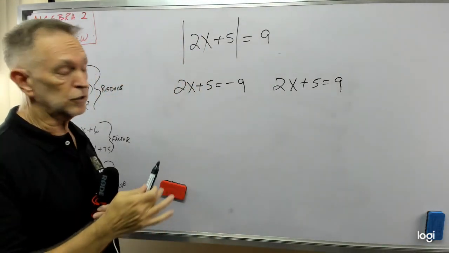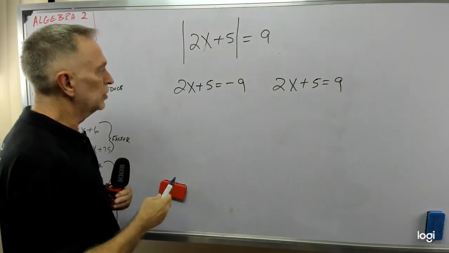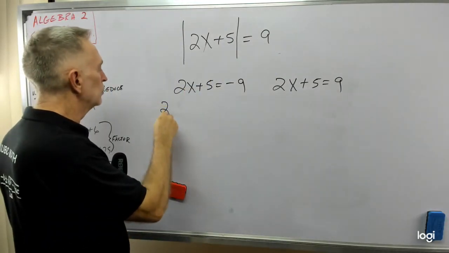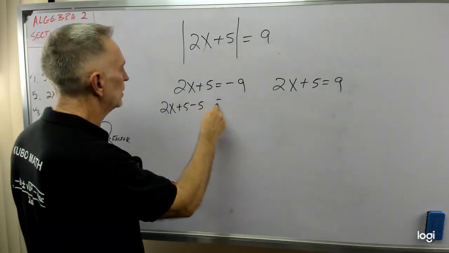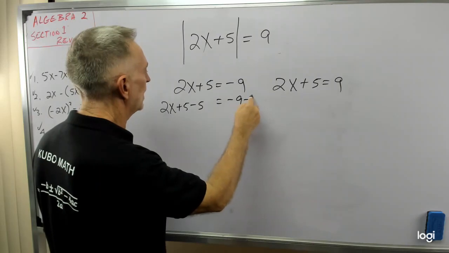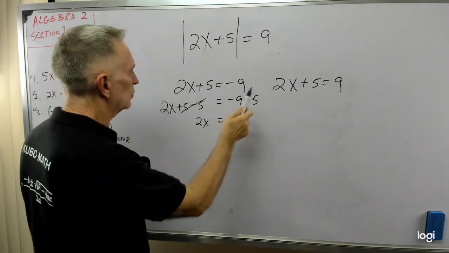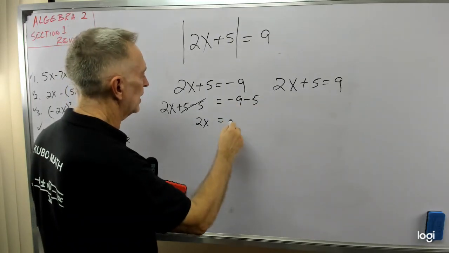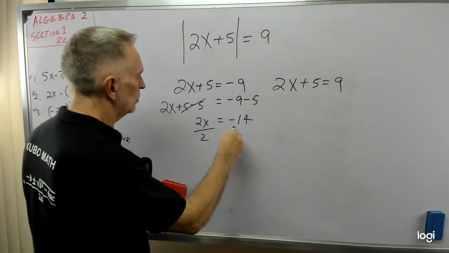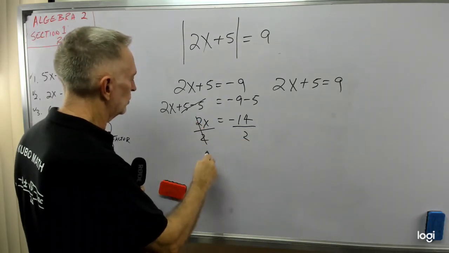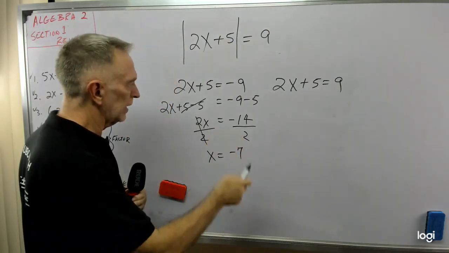So now I need to solve for x in both of these because those are potential solutions. So 2x plus 5, I'm going to subtract 5 from both sides, equals negative 9 minus 5. So the 5's cancel. 2x equals, so minus a positive is plus a negative, so that's minus 14. So divide by 2, that cancels. x equals minus 7. Okay.